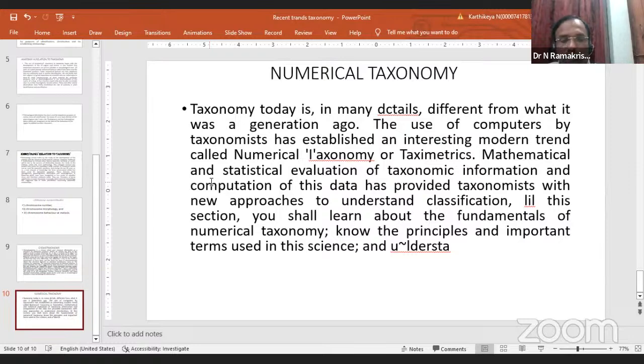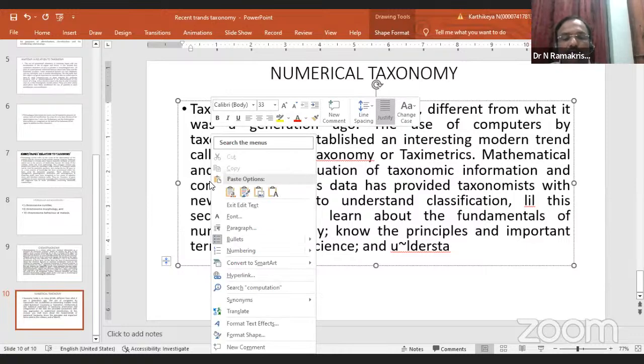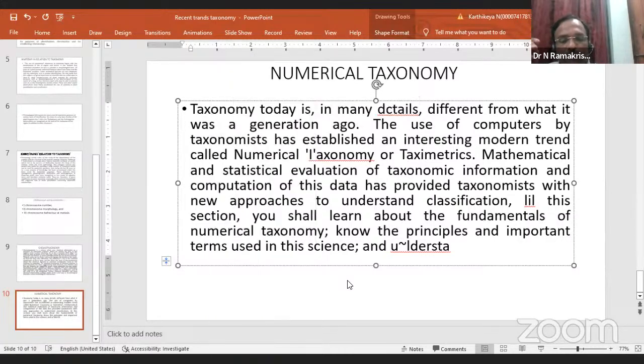Here, two major natural systems of classification have been recommended: phonetics, and the second one, cladistics.